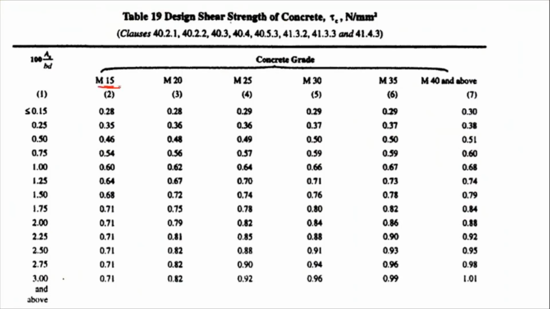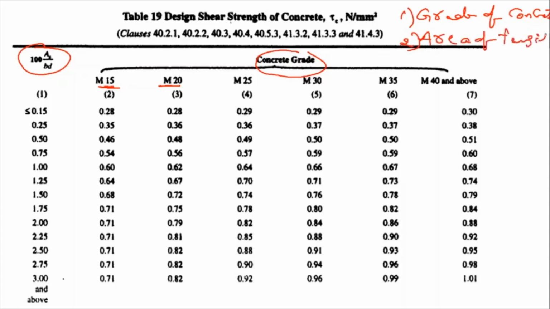First one is grade of concrete. Tau c depends on the grade of concrete, and second one is it depends on the area of the tensile steel. So remember that tau c depends on two parameters. First one is the grade of concrete, and second one is area of tensile reinforcement. Then if you take tau c max, which parameter does that depend on? Tau c max depends on only grade of concrete.